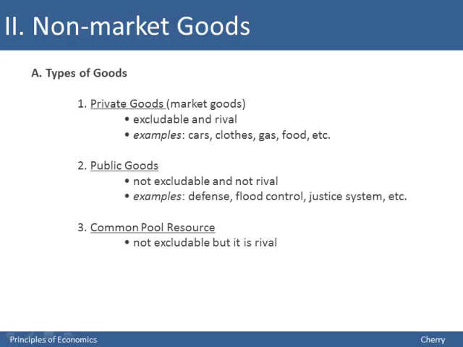And a common pool resource has one of the two characteristics of a private good. It is rival, but it's not excludable. Right, so examples include fisheries, clean air, and public land.